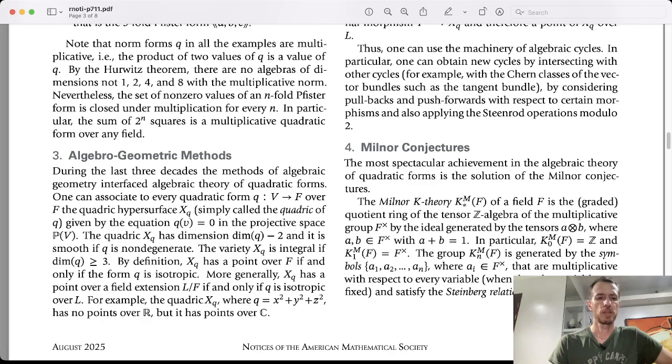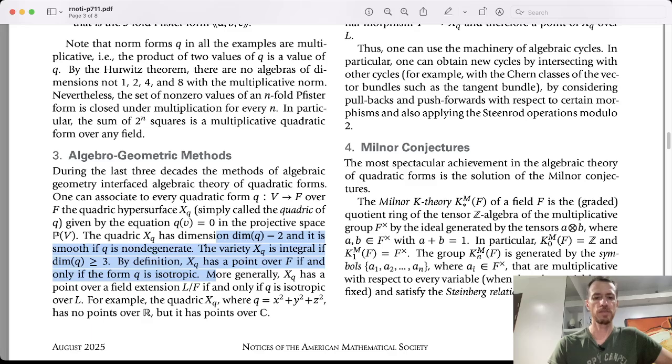Algebro-geometric methods. During the last three decades, the methods of algebraic geometry interfaced with the algebraic theory of quadratic forms. One can associate to every quadratic form Q: V → F over F the quadratic hypersurface X_Q, simply called the quadric of Q, given by the equation Q(v) = 0 in the projective space of V. The quadric X_Q has dimension dim Q − 2, and it is smooth if Q is non-degenerate. The variety X_Q is integral if dim Q ≥ 3. By definition, X_Q has a point over F if and only if the form Q is isotropic.